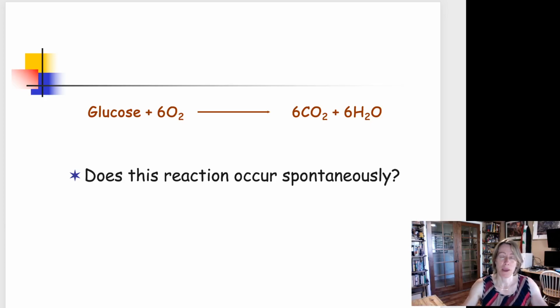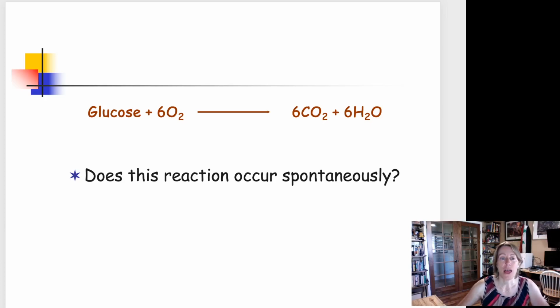I mean, you can think about your pantry in your house. You have sugar, you don't have glucose, but you have sucrose, kind of related. Does the sugar in your pantry just poof turn into CO2 and H2O over time? No, it doesn't, thankfully. It stays in your pantry. Once you bought it, it stays there till you use it, right?